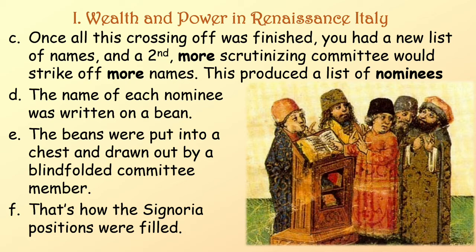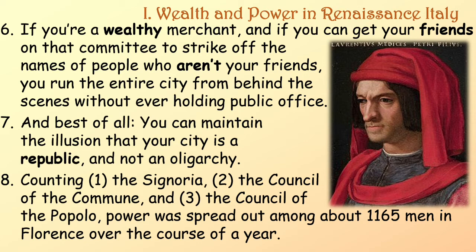That's the scrutiny. If you're a wealthy merchant, and you can get your friends on that committee to strike off the names of people who aren't your friends, you run the entire city from behind the scenes without ever holding public office. And best of all, you can maintain the illusion that your city is a republic and not some kind of oligarchy. Now, when you put all these together and you count the Signoria, the council of the commune, and the council of the popolo, those are three sources of representation. Power was spread out among 1,165 men in Florence over the course of a year.